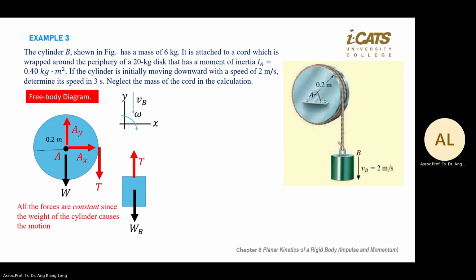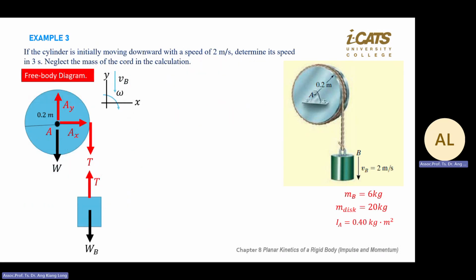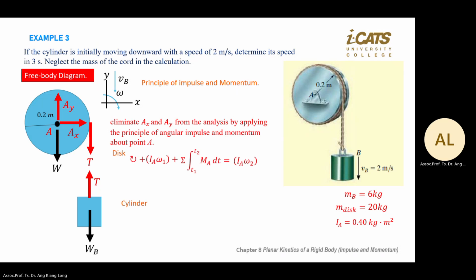Okay. So again, pull out the three equations. Then you start solving. Here you have two objects and a cylinder. This one does not start from 0. You are moving down 2 meters per second.